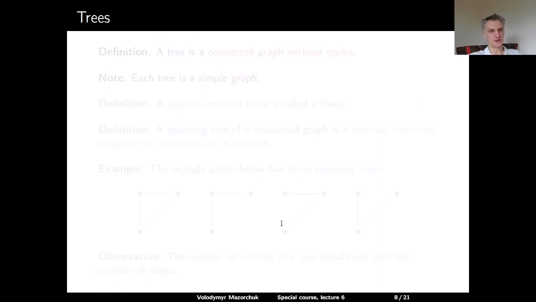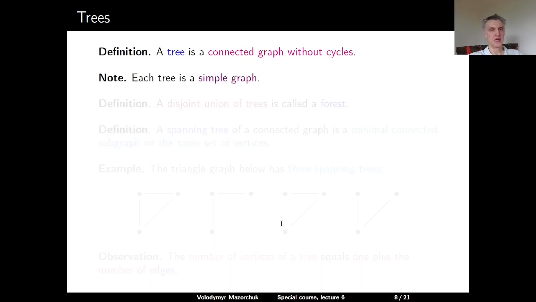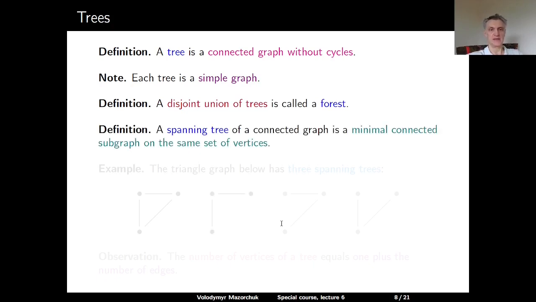Now let us talk about trees. Definition: a tree is a connected graph without cycles. Note that each tree is a simple graph. There are no loops, no multiple edges. Definition: a disjoint union of trees is called a forest. And definition: a spanning tree of a connected graph is a minimal with respect to inclusion connected subgraph on the same set of vertices.